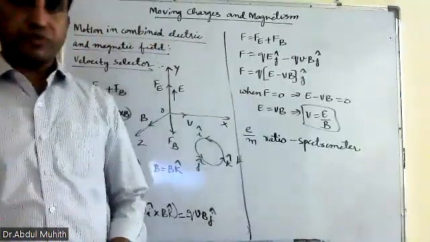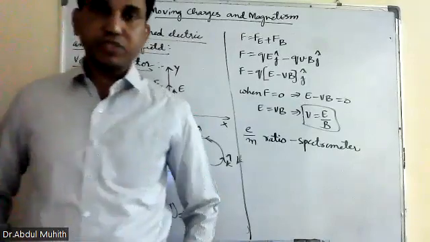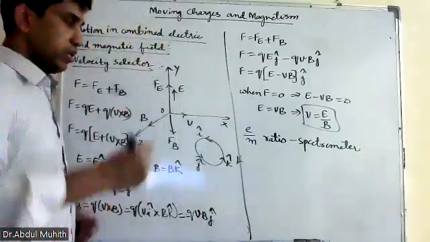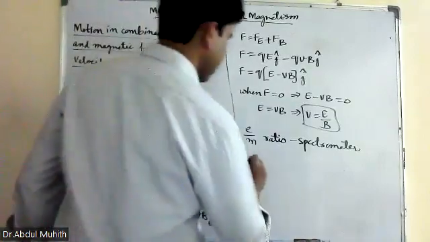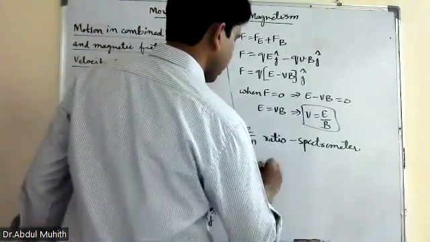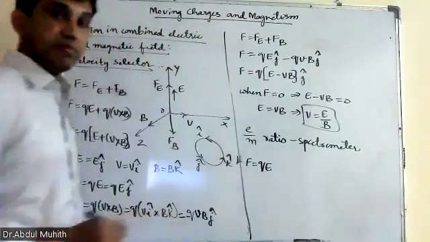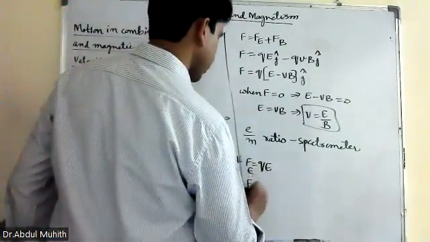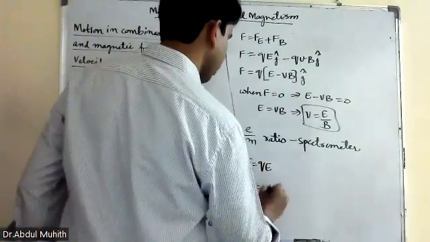In yesterday's derivation, the first derivation was the Lorentz force. Lorentz force means, suppose a charge is placed in only an electric field, the formula is F is equal to qE. If the charge is placed in only a magnetic field, the formula is FB is equal to q into v cross B.